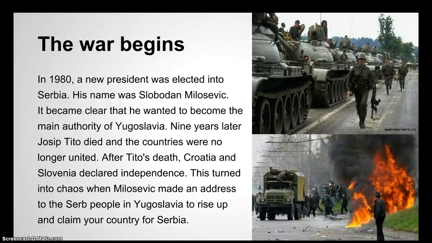This turned into chaos when Milosevic made an address to the Serb people in Yugoslavia to rise up and claim your country for Serbia. That's what he said to them. You should note that while Serbia was invading these countries, it was mostly rebel Serbs in the actual countries that were taking it over, much like what's going on in Ukraine right now.